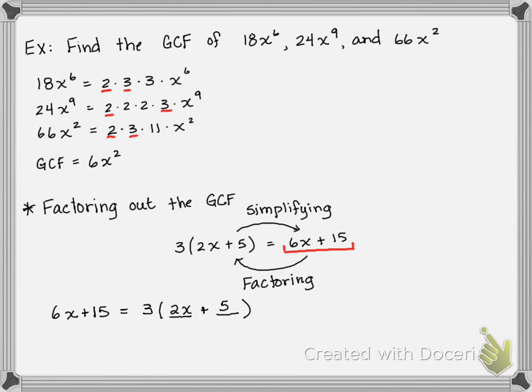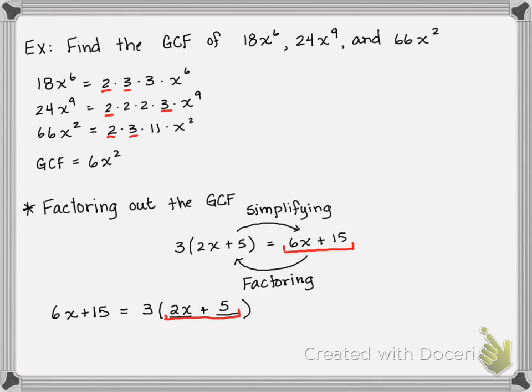You always want to check to make sure that the terms in the parentheses don't have any common factors. That's how you know that you took out the greatest common factor and not just a common factor. In this case, that's all we can pull out is a 3. But if we ended up with 4x plus 10 in the parentheses, I'd say, oh wait, those both have a common factor of 2, and so we didn't pull enough out.